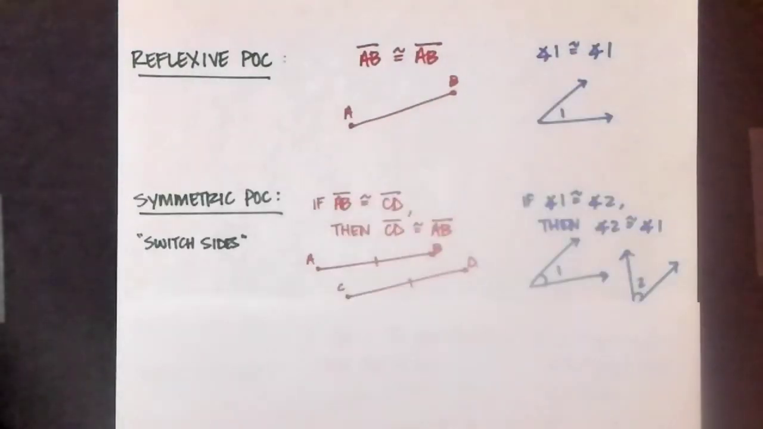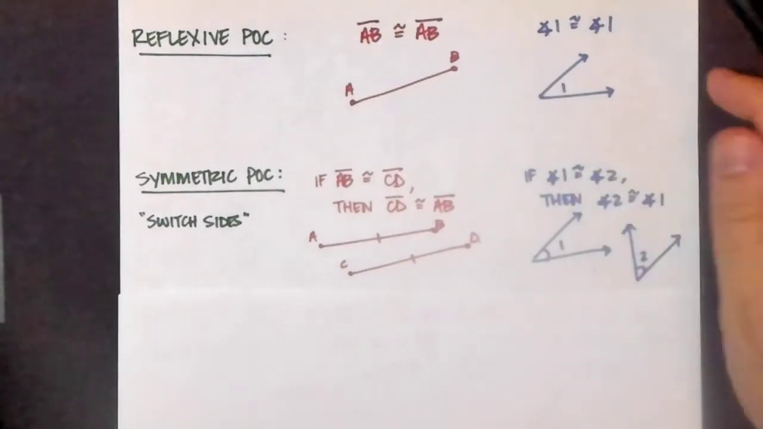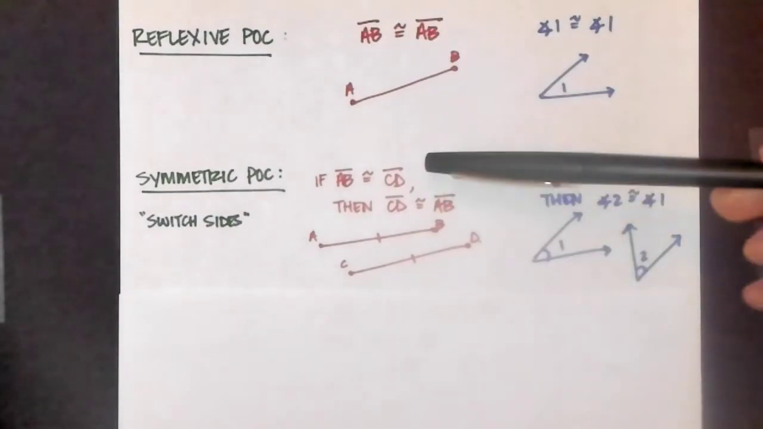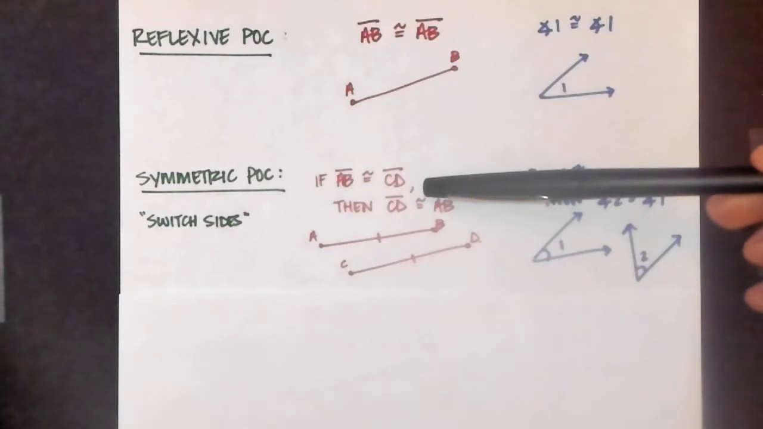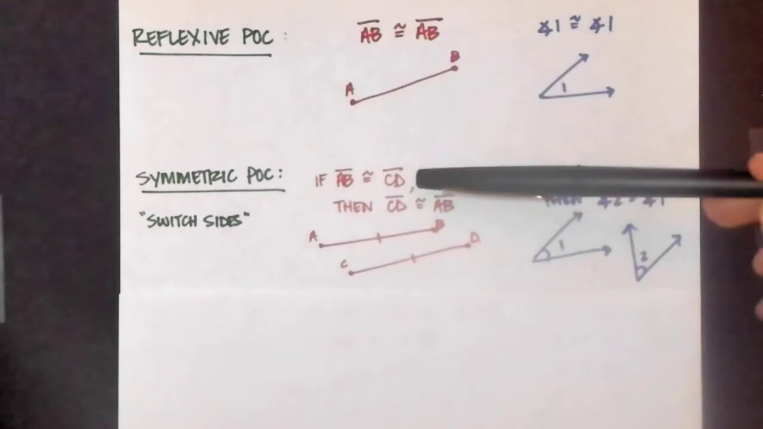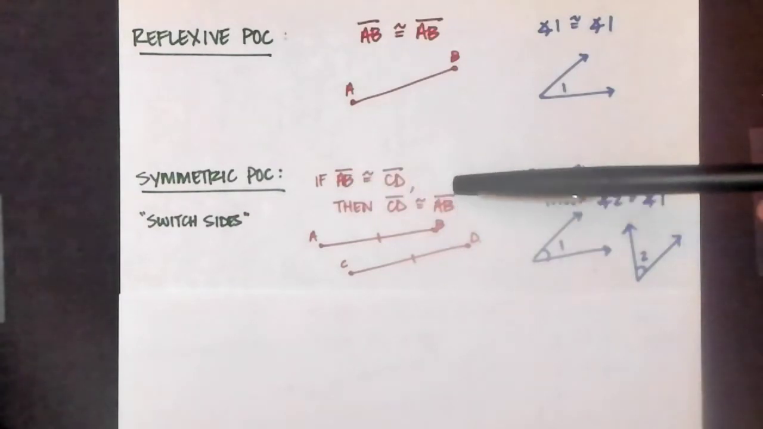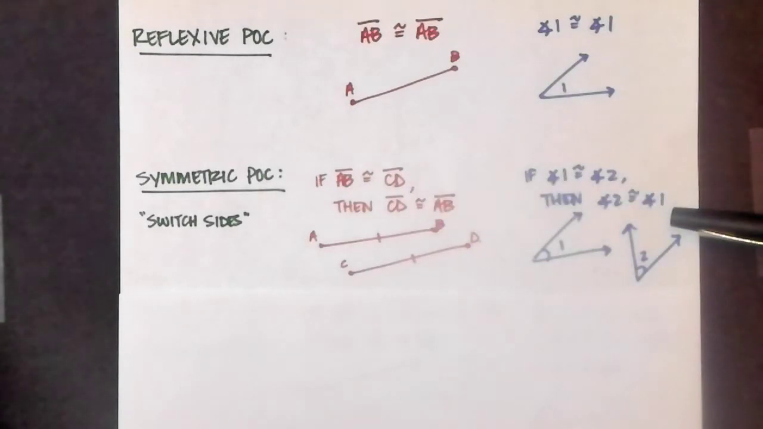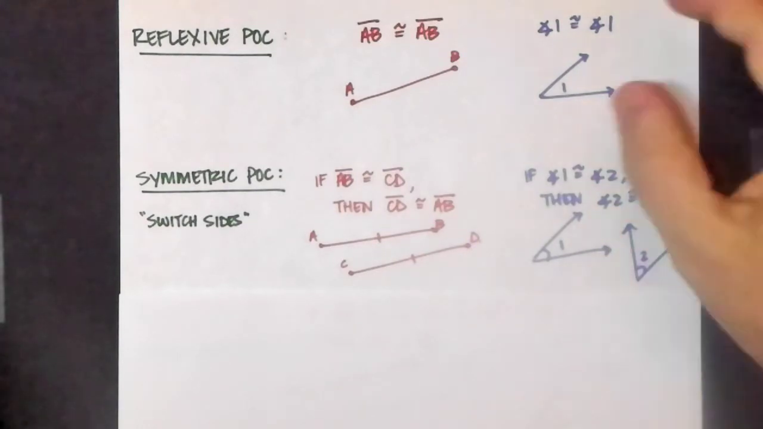The second is the symmetric property of congruence. And the best way to remember this is that with symmetric property, we just switch sides. Symmetric, switch sides. So this says if segment AB is congruent to segment CD, then segment CD is congruent to segment AB, right? The statement is almost the same, except we're just switching the sides here. And here we see the same with angles. If angle 1 is congruent to angle 2, then angle 2 is congruent to angle 1.